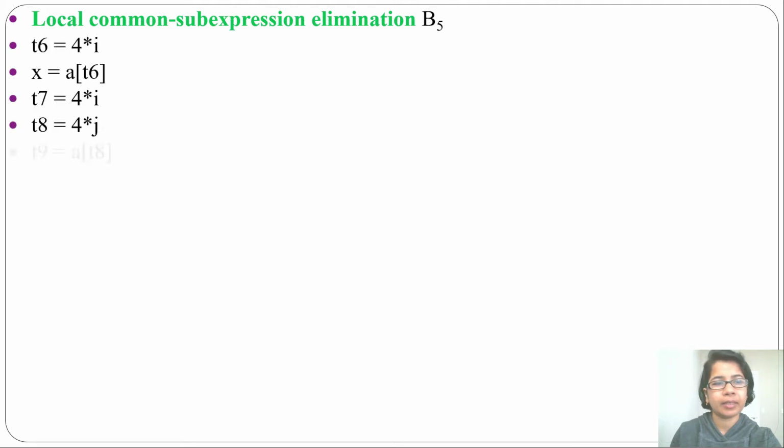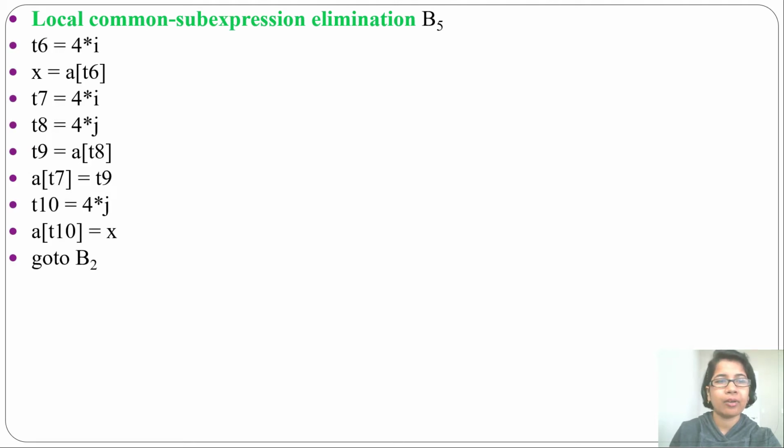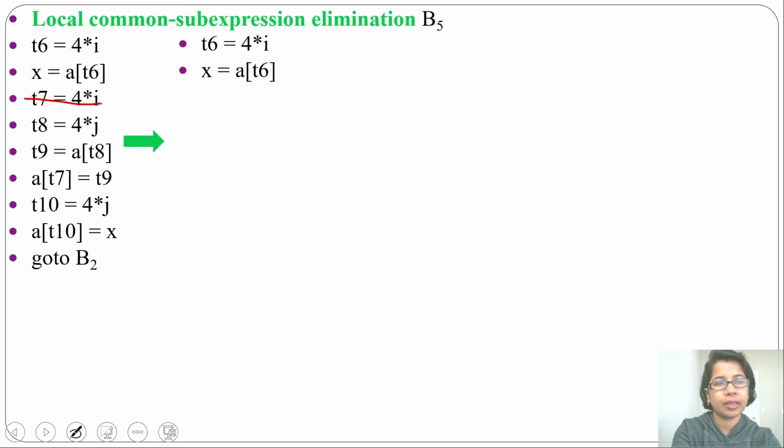Block 5 contains this 3 address code. Now, I will eliminate the local common sub-expression. So the first statement, T6 equal to 4 multiplication I, I will just write it. Then x equal to a of T6, I will write it. Next, T7 equal to 4 multiplication I, that is already there, so we'll eliminate this. This is a common sub-expression. 4 multiplication I is already there, so we'll eliminate it.